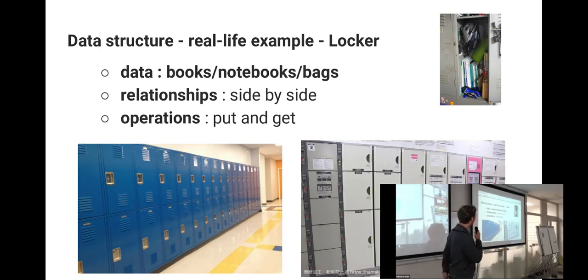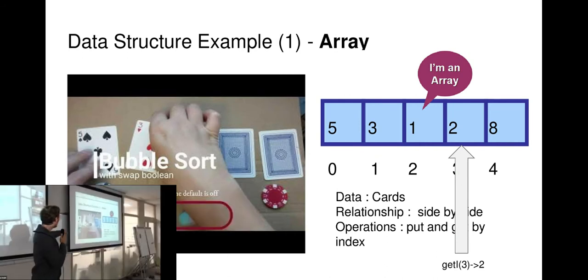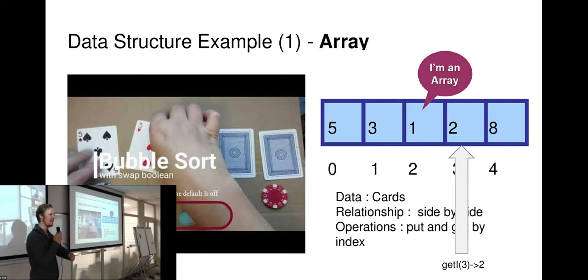Let's look at the next data structure. If we look at the video, maybe some people did this before. Remember, we had cards like this in one big long line. In computers, they call this an array. So it's numbers in order, going 1, 2, 3, 4, 5. So what's the data? It's cards. What's the relationship? It's side by side, next to.